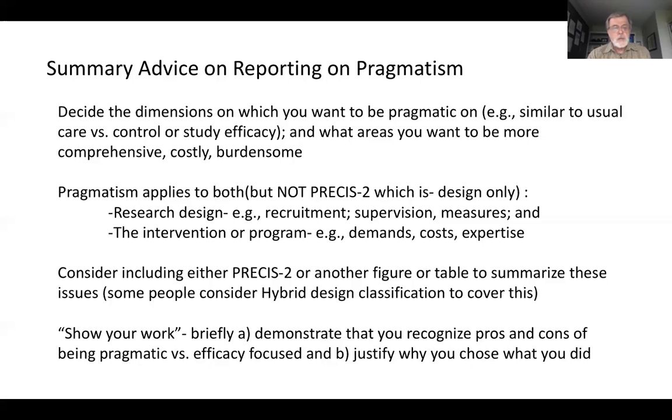Lastly, and I say this for all aspects of a grant proposal, but maybe particularly for this one, I like to say, show your work. In terms of deciding how pragmatic your study and your intervention and implementation strategies are going to be, demonstrate that you recognize the pros and cons of doing this, and then briefly justify why you chose what you did, so that a reviewer doesn't think that you were uninformed and just did this knee-jerk without thinking through the issues.